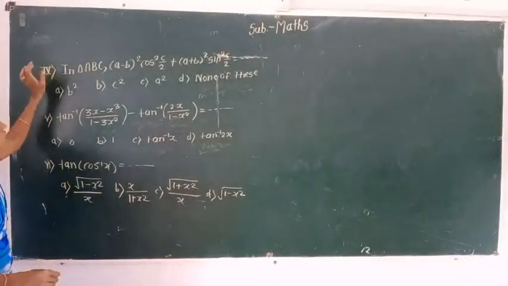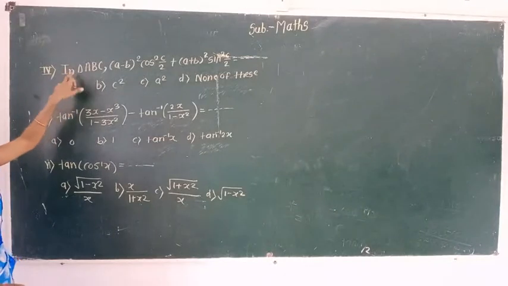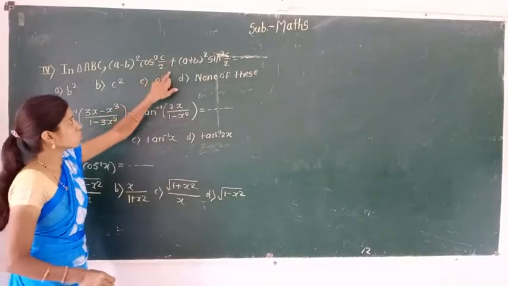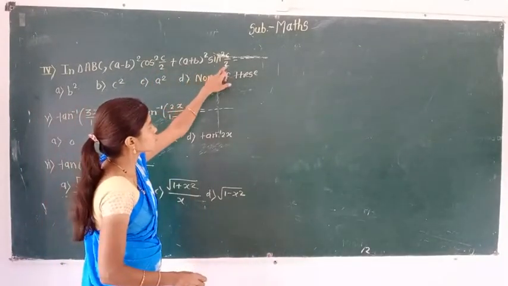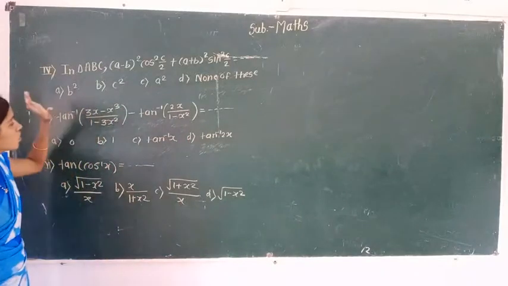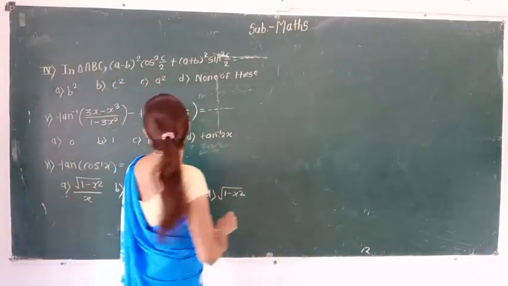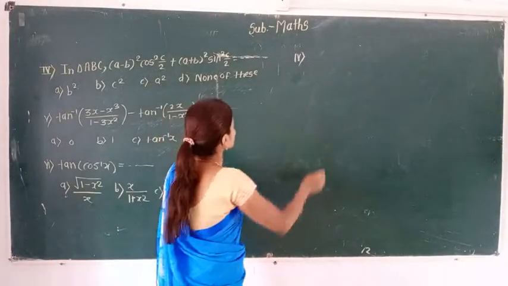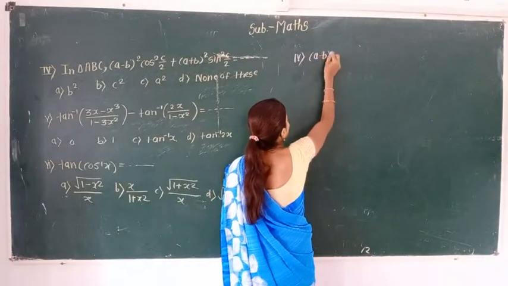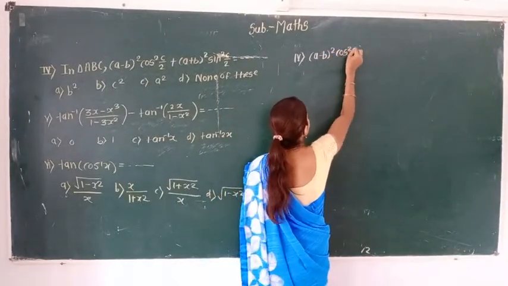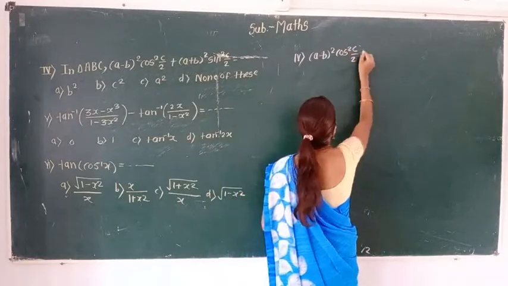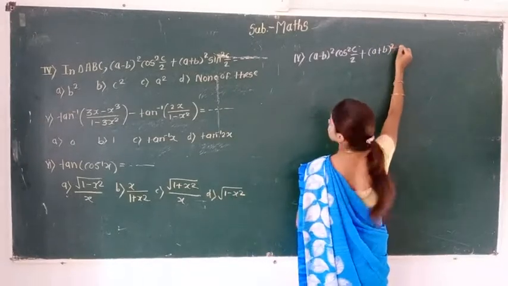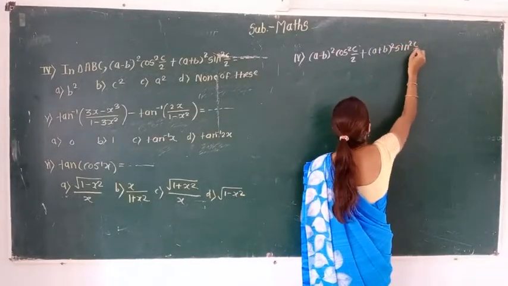Now let's move towards the next MCQ. In triangle ABC, (a minus b) whole square sin square C by 2 plus (a plus b) whole square sin square C by 2 is equal to what? Find out the value of this result. So for finding the value of this term, it is (a minus b) whole square cos square C by 2 plus (a plus b) whole square sin square C by 2.